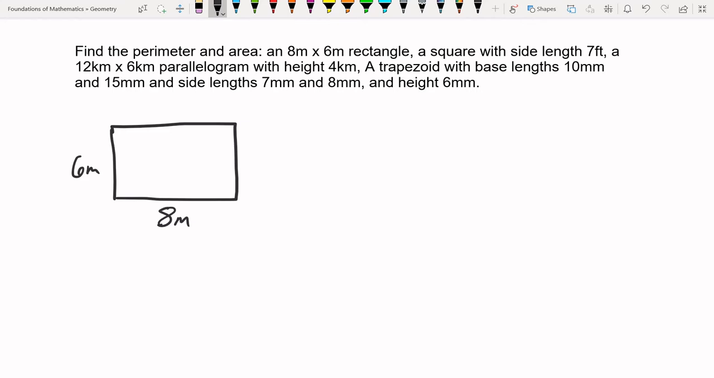Now to find the perimeter, very simply, you just add up all of the side measurements. So we have a 6 meter plus an 8 meter. That's this one and this one. Now this one here is also 6 meters.